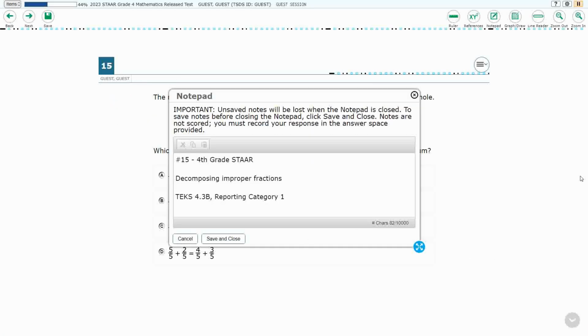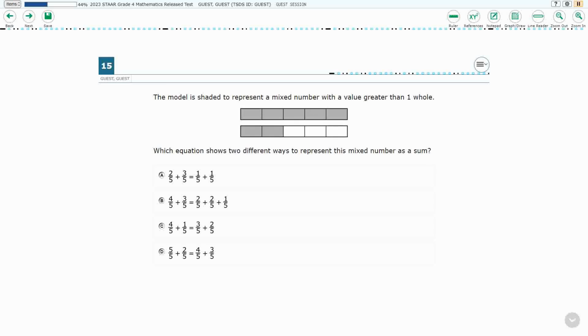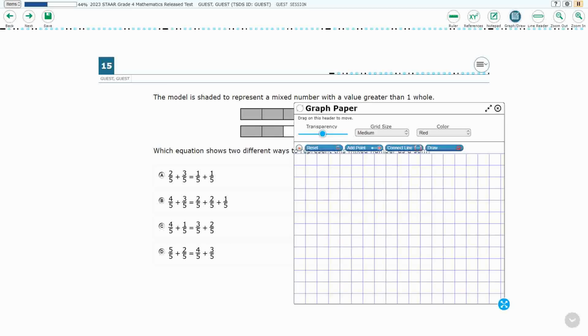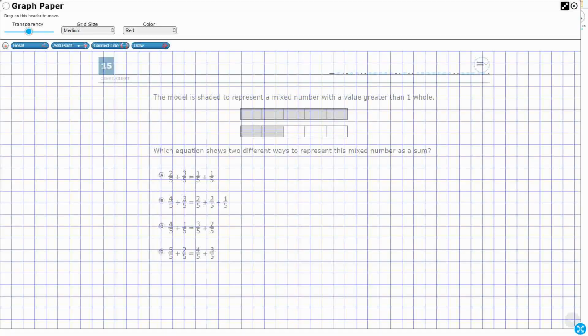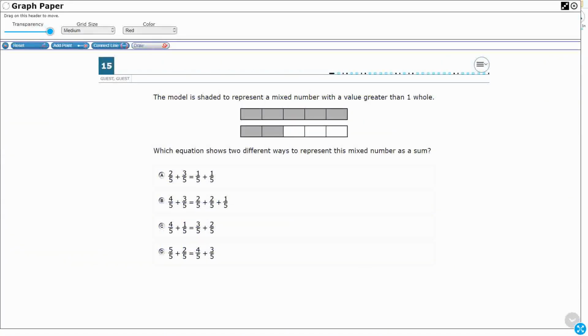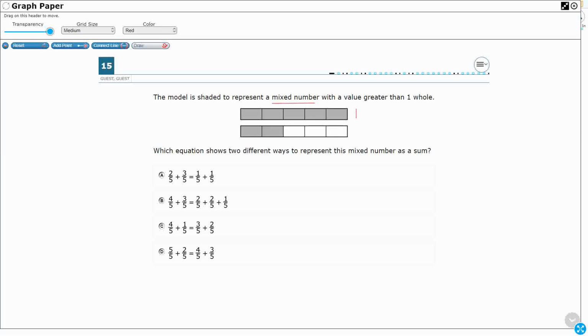For number 15, we are decomposing improper fractions. This is standard 4.3b in reporting category 1. So we've got a model, and they do tell us that it represents a mixed number with a value greater than 1. So they go ahead and give us quite a few clues here. So we're going to have a mixed number. So this is supposed to be a whole right here. We're going to call this 1 right there.